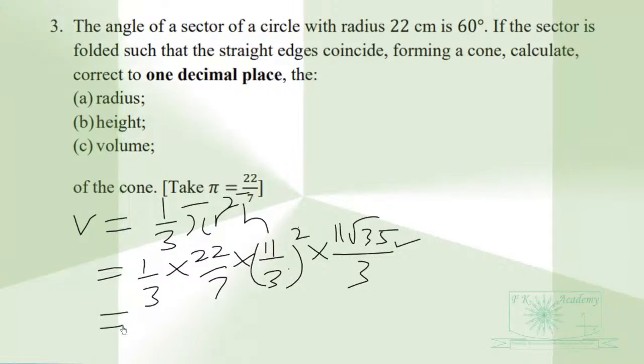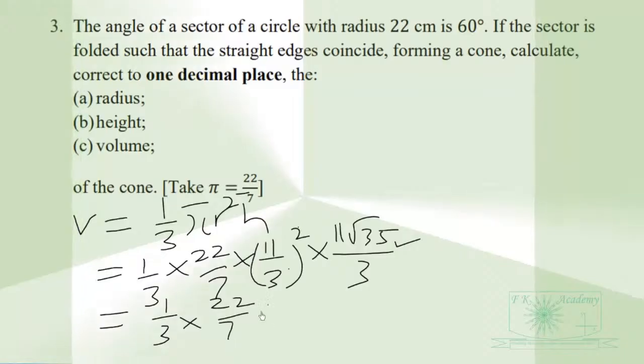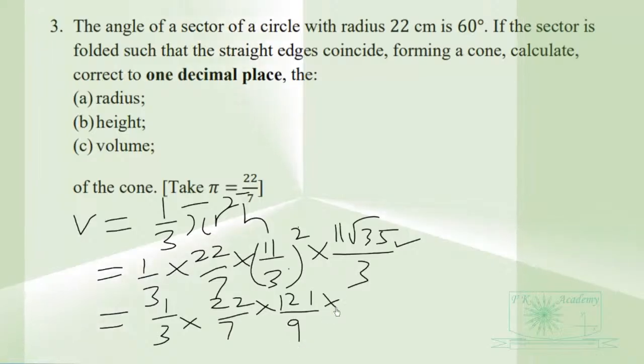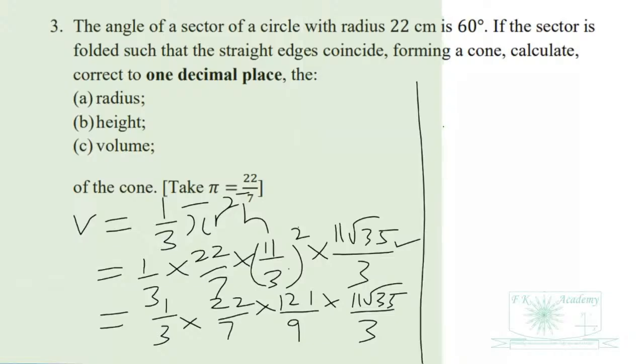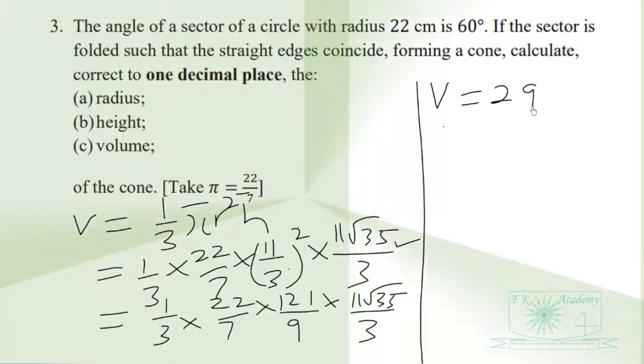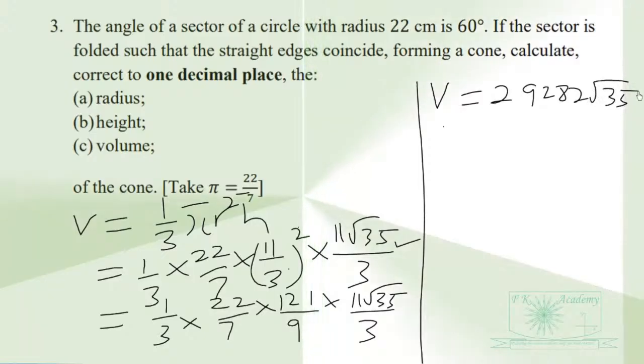So let's simplify this. This will give us 1 over 3 times 22 over 7 times 121 over 9, times 11 root 35 over 3. So let's simplify this further, and this will give us the volume to be equal to 29,282 square root of 35 all over 567.